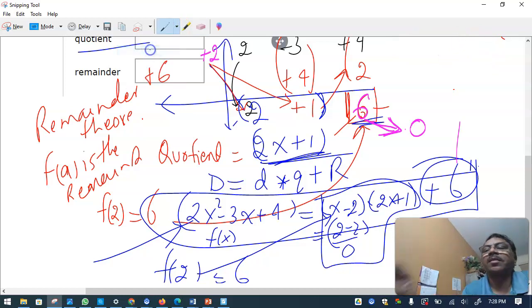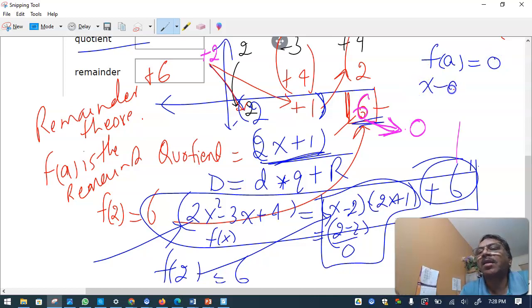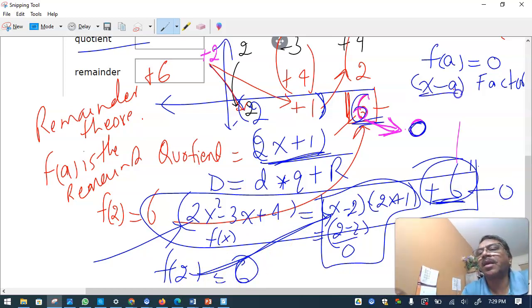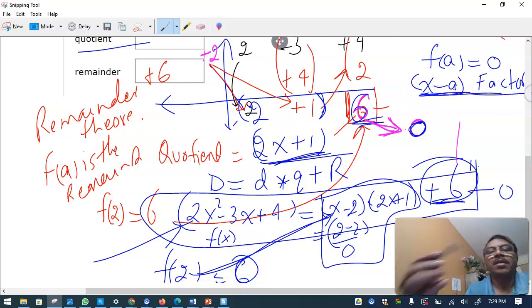So the factor theorem says if the remainder, that means f of a, is 0 for the polynomial, then x minus a is a factor. In other words, let's imagine this was 0. When you plug in that 2, 2 minus 2 is 0, so everything becomes 0. So this 6 will become 0, and that's why x minus a becomes a factor. We'll take one more example and see how it works.